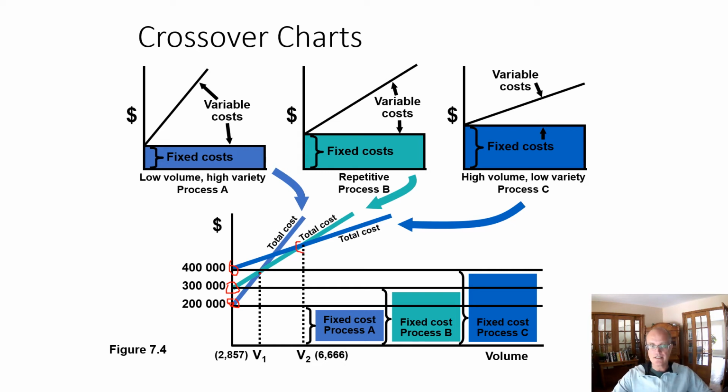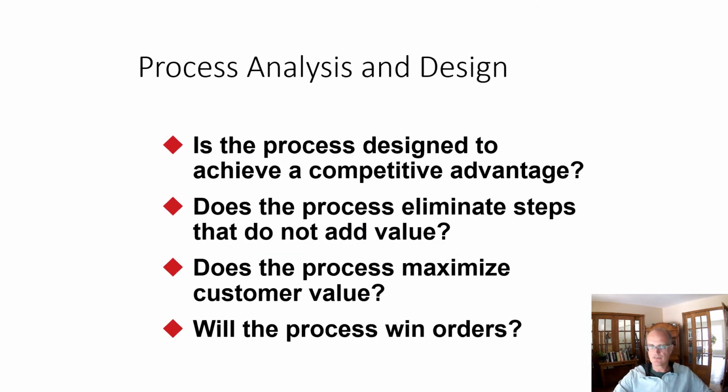And then so for quantities less than V1 in here, process A is preferred. For quantities from V1 to V2, process B is preferred. And for quantities greater than V2, process C. So you have these crossover charts, and I'll show you in a separate video how to calculate these. They give you a sense of making process or technology choices, and I will have a separate video that goes into how to assess that, but they are important choices we make based on forecasted volumes.